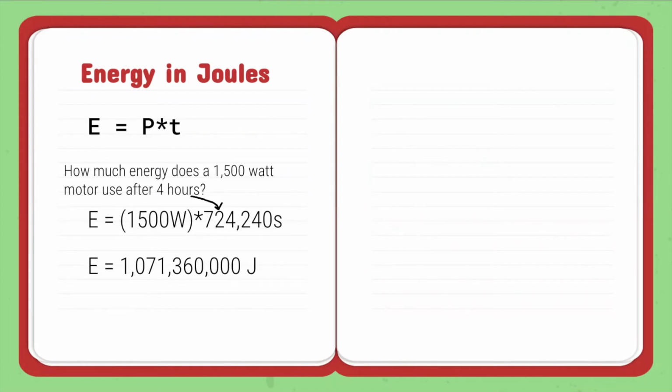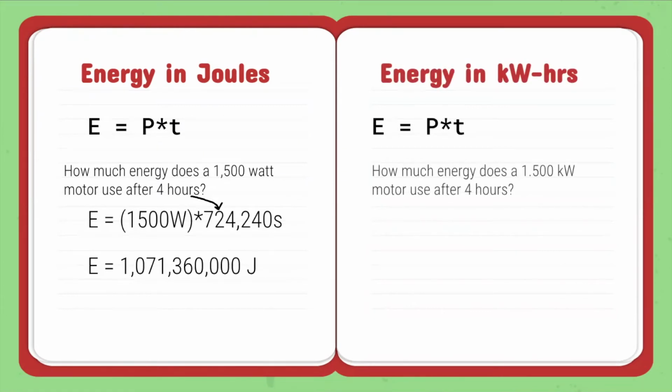Alternate way. What if I asked you for the same thing, but I asked you how much energy does a 1.5 kilowatt motor use after 4 hours? This is the same problem with the little note that instead of converting hours to seconds, I changed watts to kilowatts by dividing by 1,000. There's 1,000 watts in 1 kilowatt.